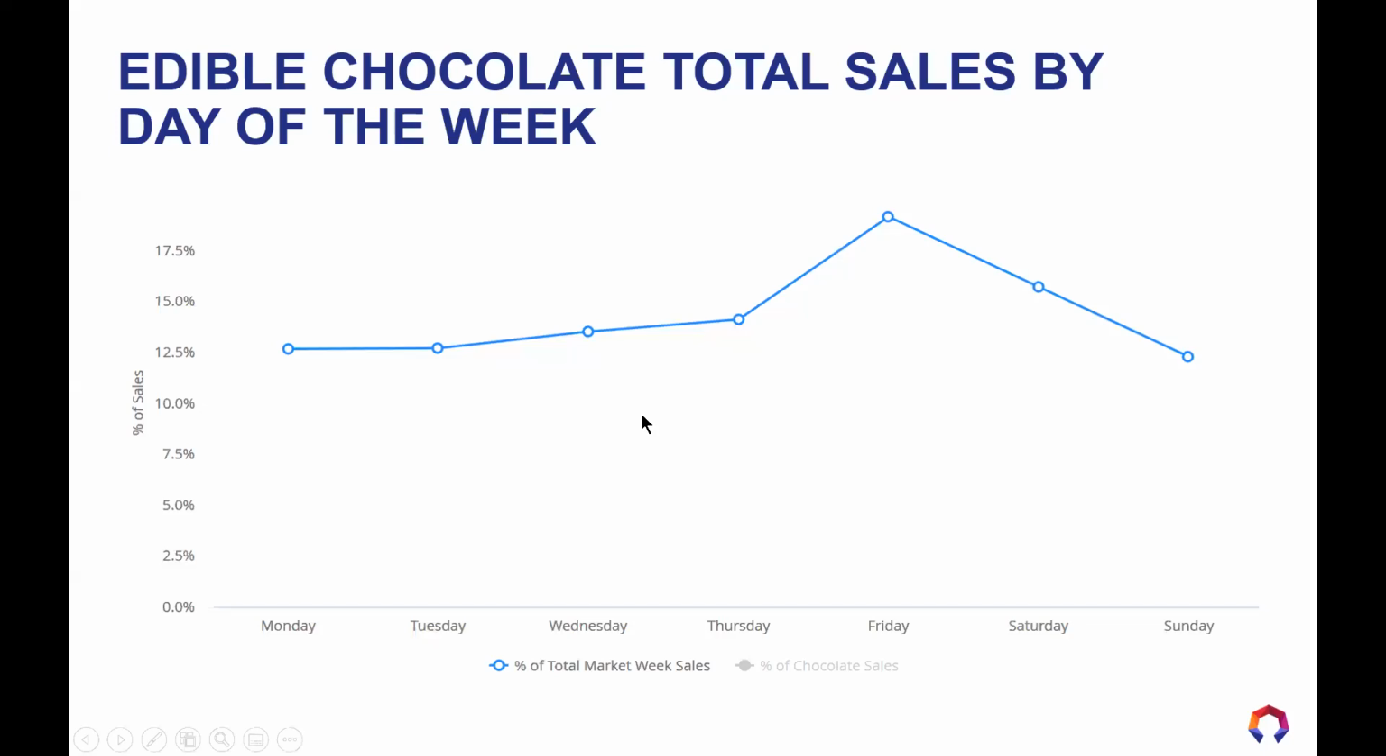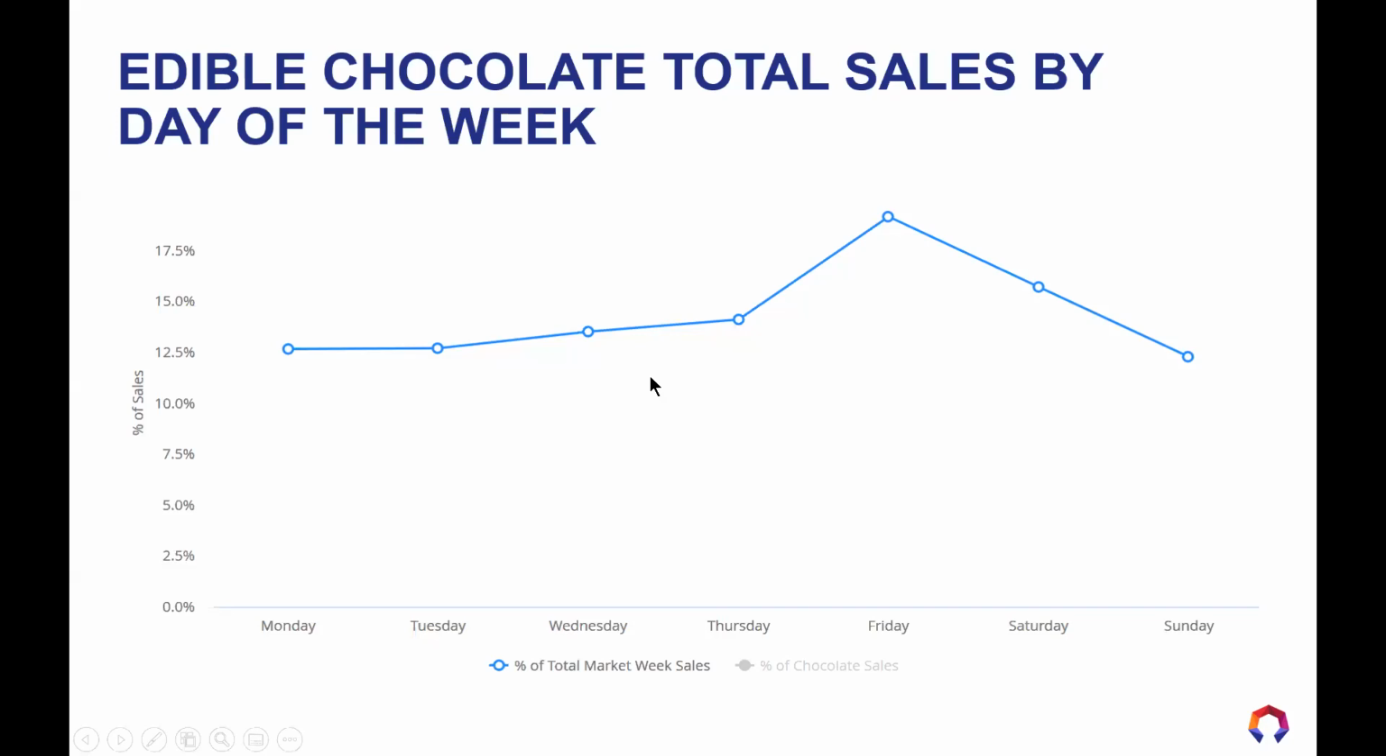Keeping with our light blue, purple color theme, we're actually going to start off by looking at, over the course of a normal week, what does the percent of total market sales look like? And so starting off on Monday, we see a slow increase in the percent of sales, and then right into the weekend, Friday, people getting off work, starting their weekend, we see a big increase going down through the weekend and returning to that normal week.